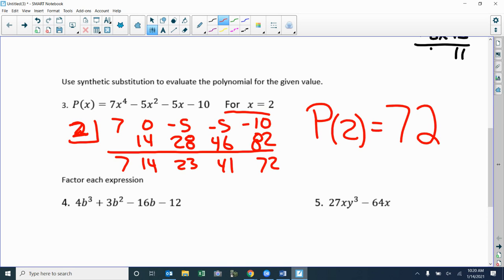Feel good about that one? So we have a long division, synthetic substitution. Okay, next is the grouping. Must have 4 terms. It does.